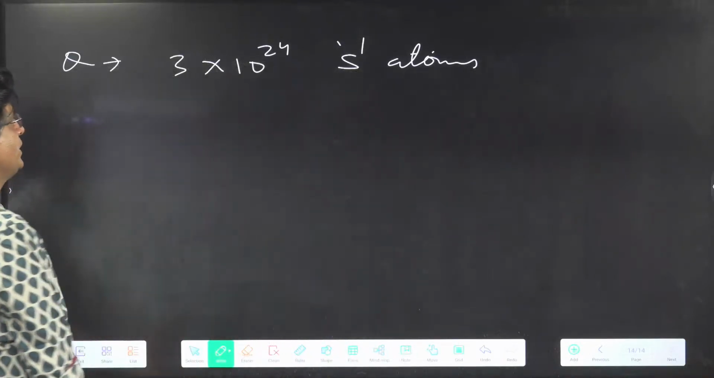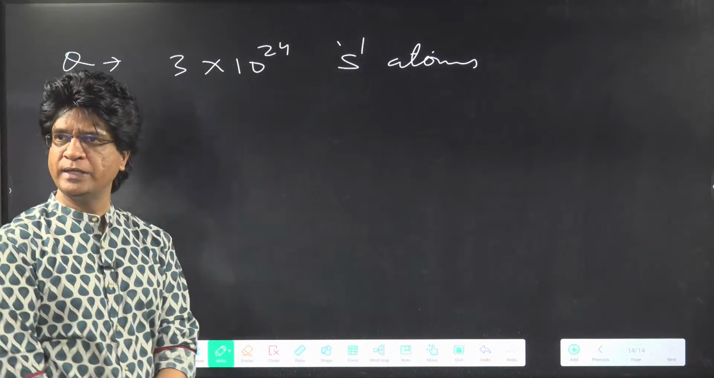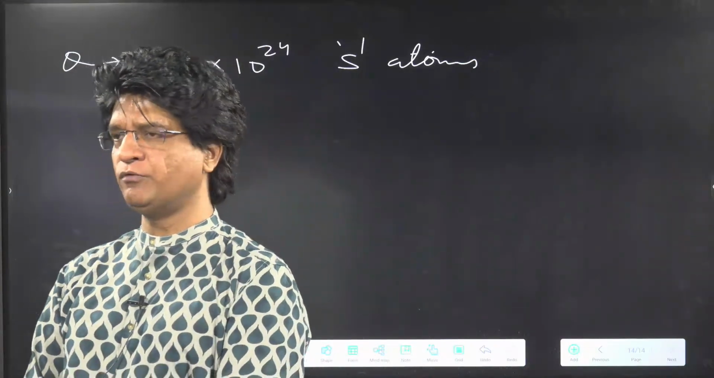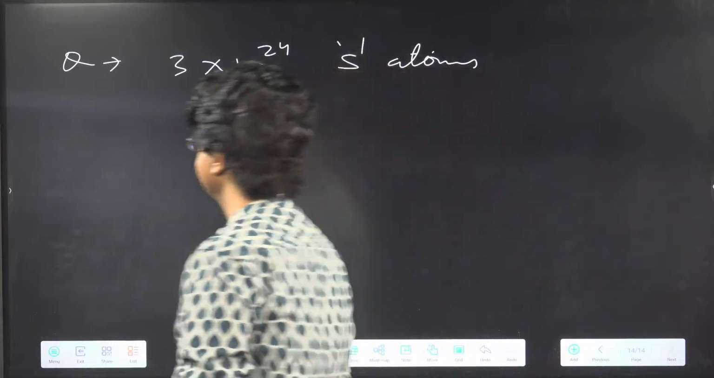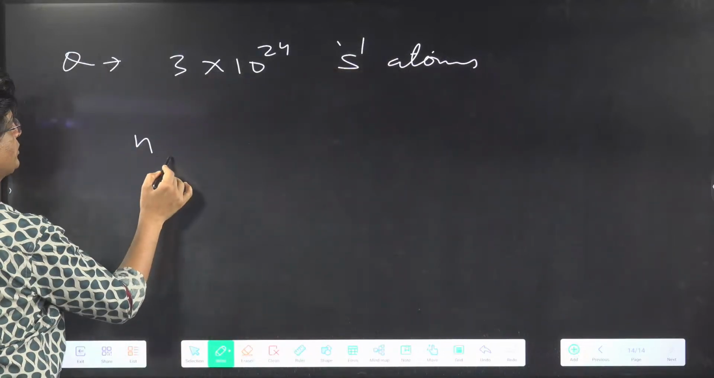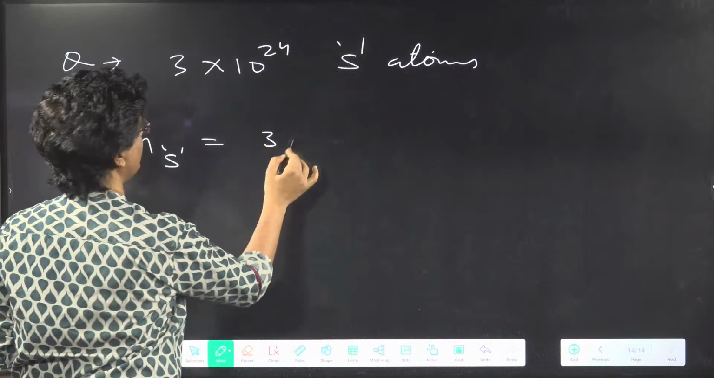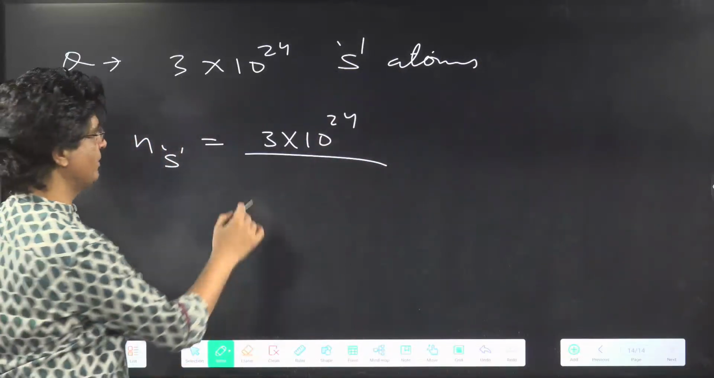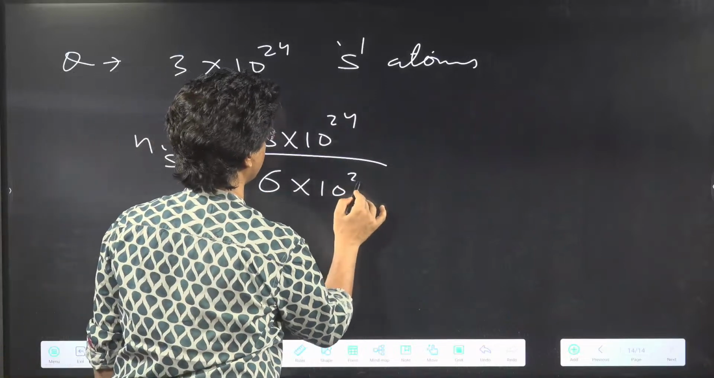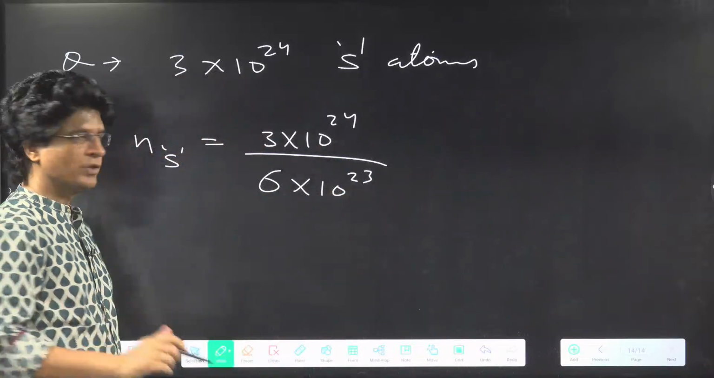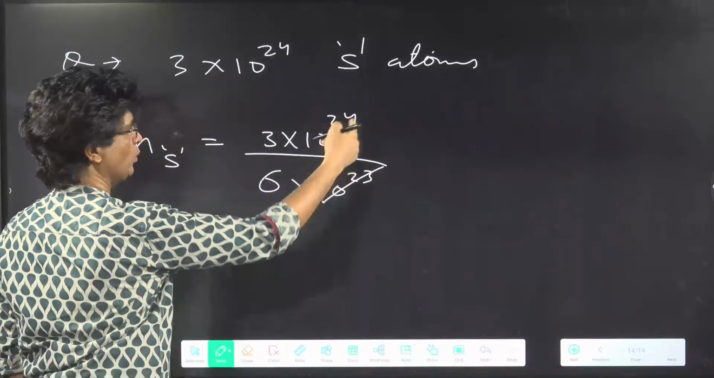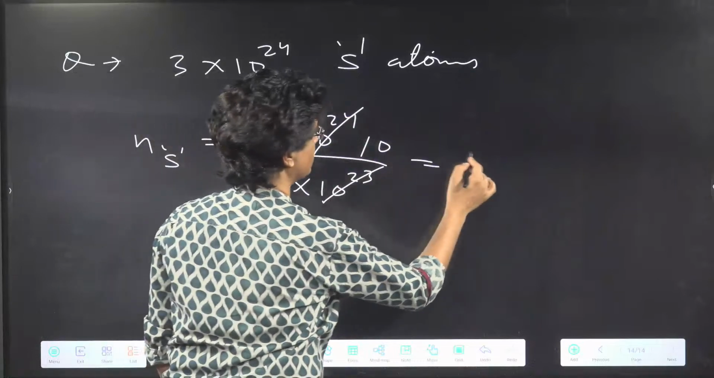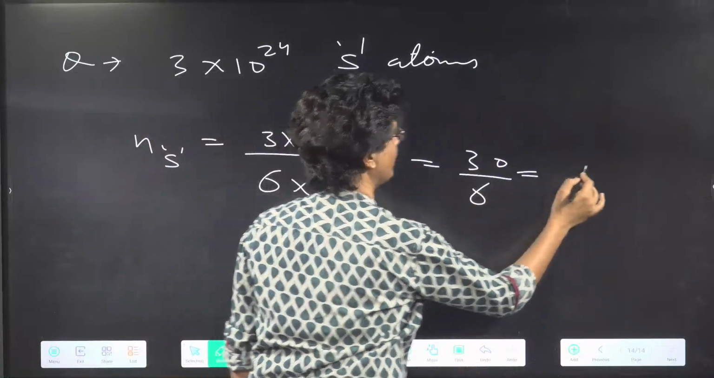This is 3 into 10 to the power of 24. Be quick. So the number of moles of sulfur atoms will be 3 into 10 to the power of 24 divided by Avogadro's number, that is 6 into 10 to the power of 23. Yes or no? So 23 will cancel 23, this will be only 10, so this will be 30. 30 by 6 will be equal to 5 moles.